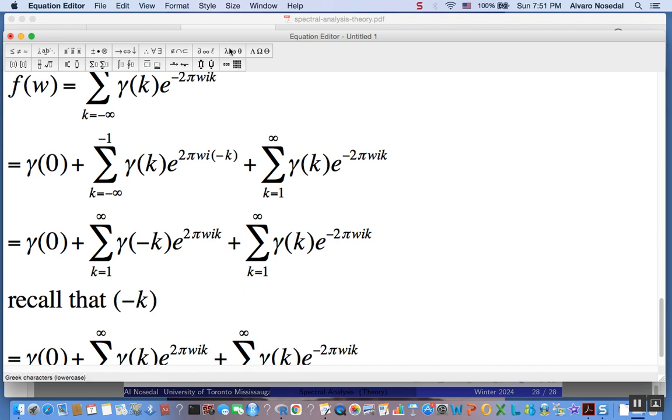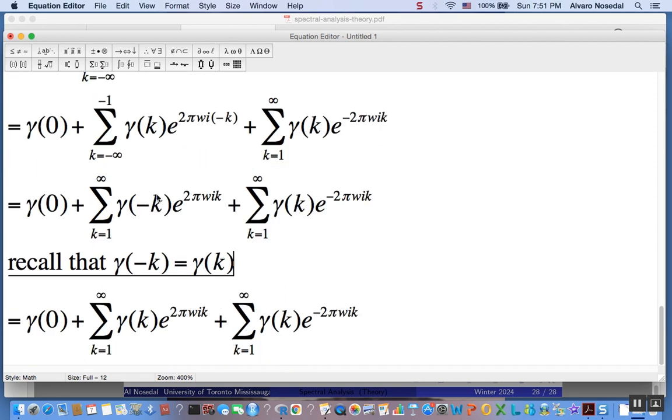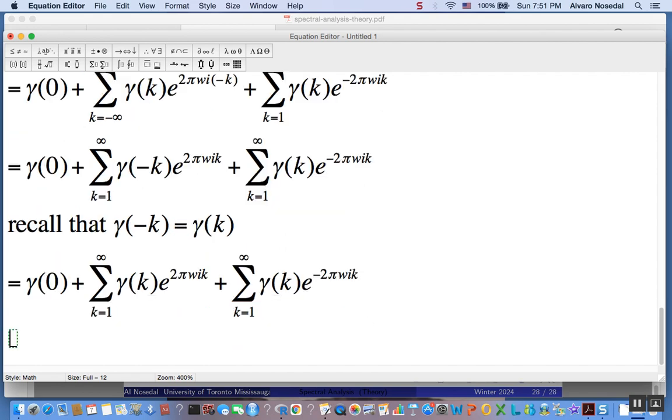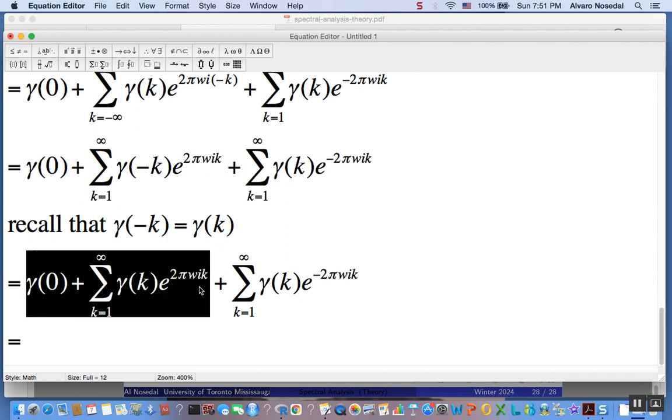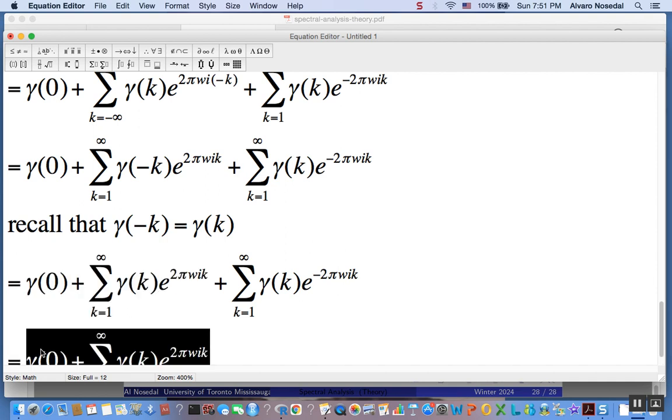Well, gamma, that's the one I want, right? The autocovariance function at negative k is the same as the autocovariance function at k. So that's why we can do this. Now, let me rewrite this as follows. Gamma at k, the autocovariance function, is a common factor. So what we end up having here is something that looks like this.